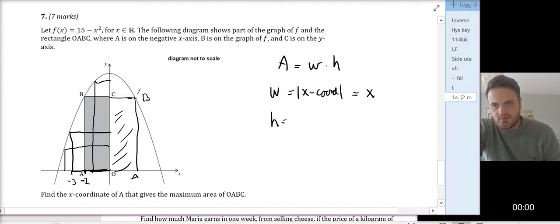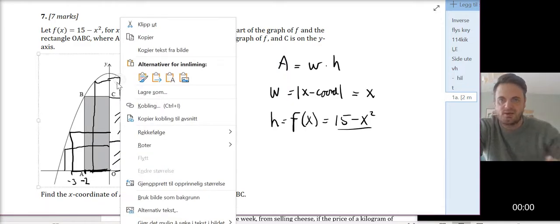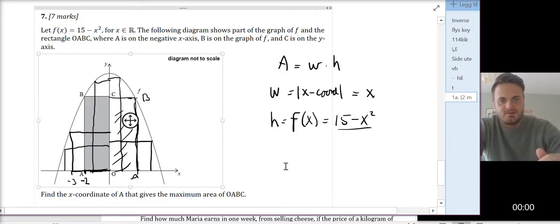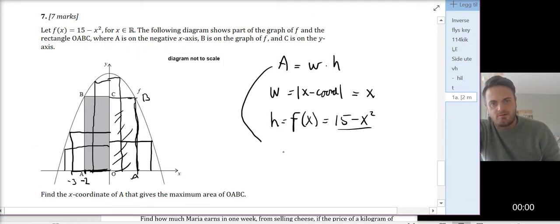And the y coordinate of a function is the thing I get if I put the x coordinate into the function. The x coordinate of A is the same as the x coordinate of B, so this is actually f of x. So this is 15 minus x squared. We can also think that the height is restricted by the function. It's the function that decides the height of this rectangle, right? No matter how I draw it, the height is the function value.